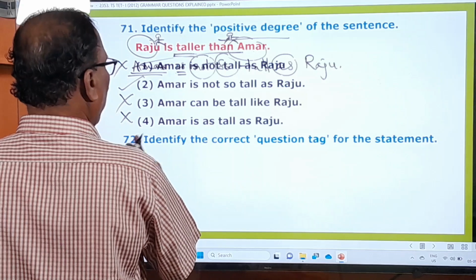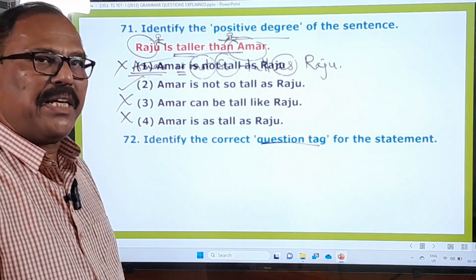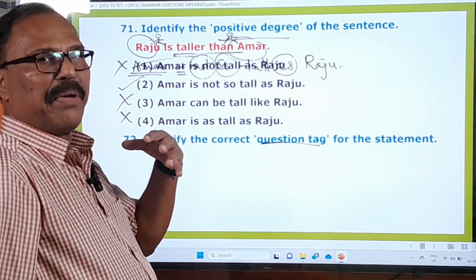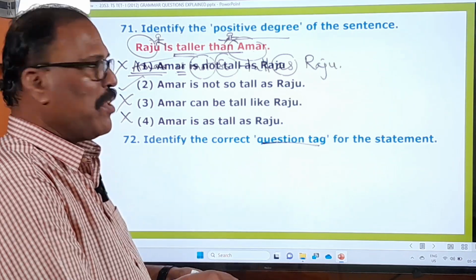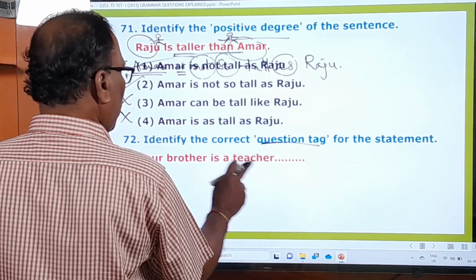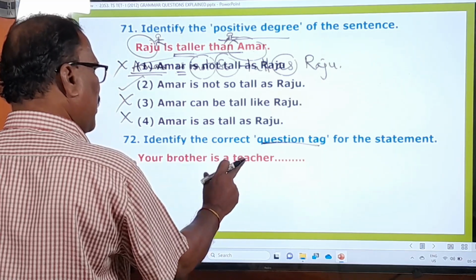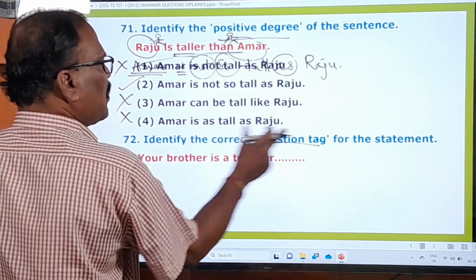72nd one is there. Identify the correct question tag. Every time a question is being given on question tags, so be careful and pay good attention to the chapter of question tag. Okay, and what is the question here? "Your brother is a teacher." This is a statement, and this is a positive statement. For a positive statement, a negative question tag will be there. For a negative statement, a positive question tag will be there.